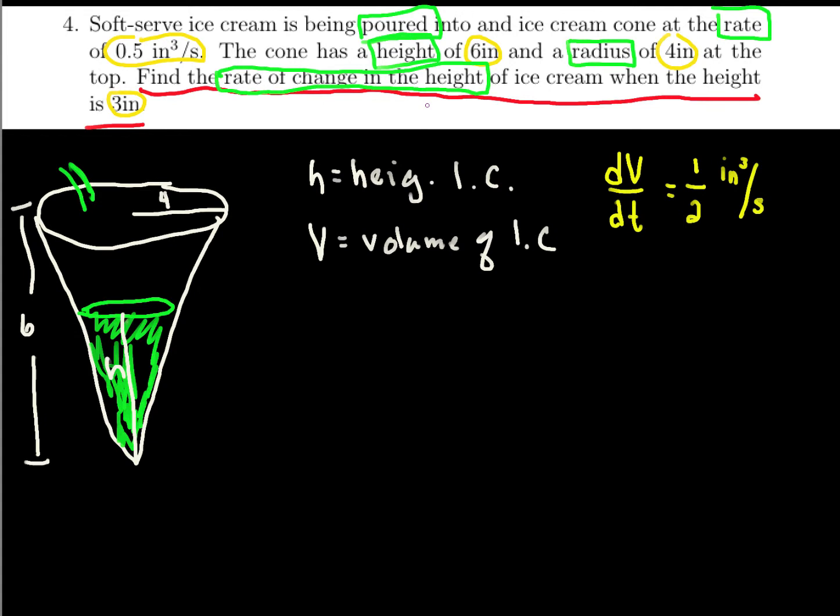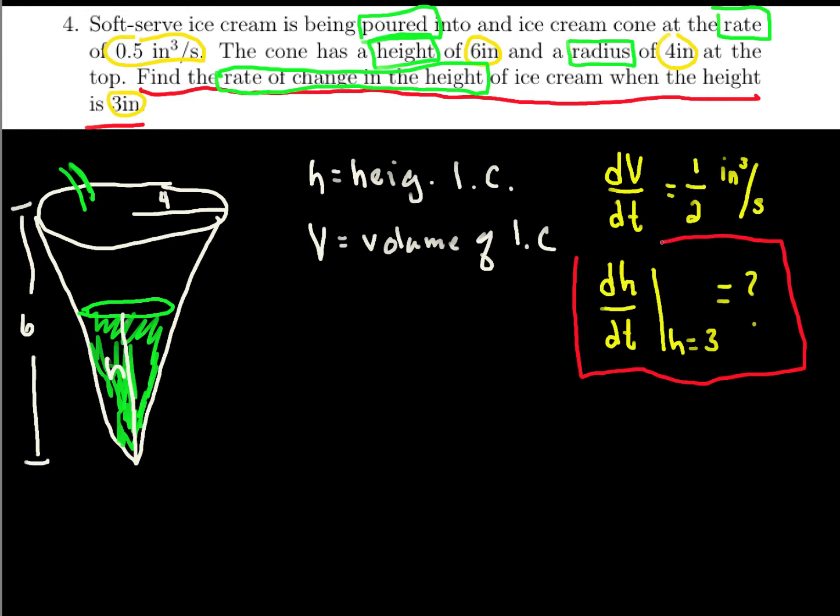And, oh, I need to add this in. What do I need to find? I need to find the change in the height. So what is dh/dt? What's the change in height of the ice cream when h equals 3? This is the question being asked. So I'll box it so I can always come back and remind myself this is what is being asked in the question. This is the value I am after.